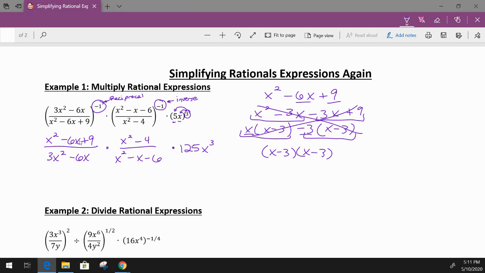So going back over here, this x squared minus 6x plus 9 would factor into just x minus 3 squared, because -3 times -3 is a positive 9, and -3 plus -3 is -6. This denominator now, you can see that they both have a factor of 3x. When you factor out a 3x, you get a factor of x minus 2 left over, because you're dividing each of these terms by 3x.